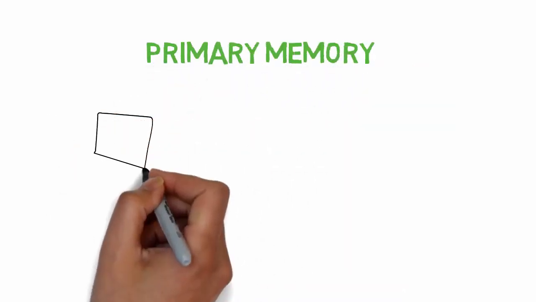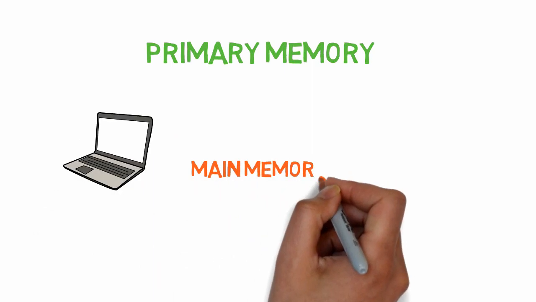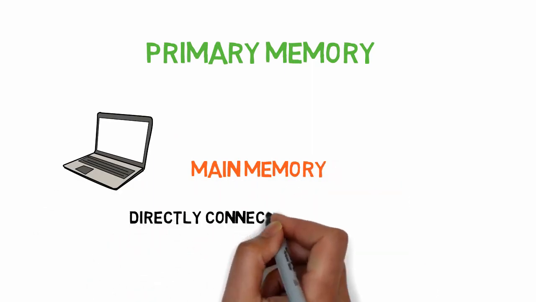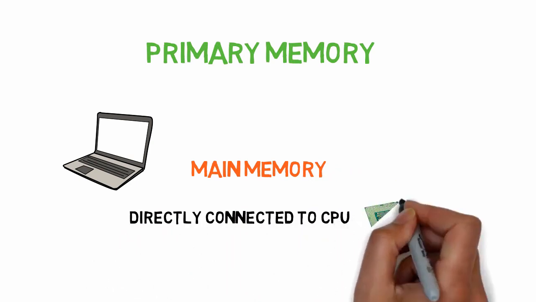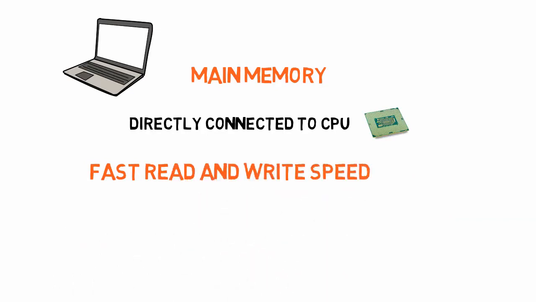Primary memory plays a very big role in a computer because a computer can't start without it. This type of memory is also called the main memory of the computer. This memory is directly connected to the CPU, so the CPU uses it directly to retrieve or store data. Primary memory has very fast speed, so accessing data from it is very easy.